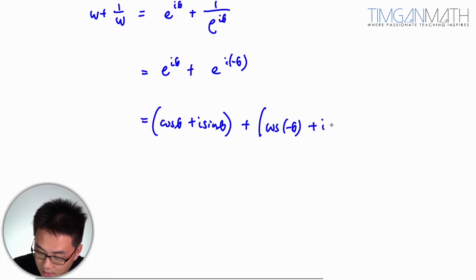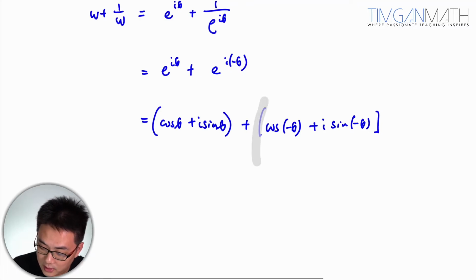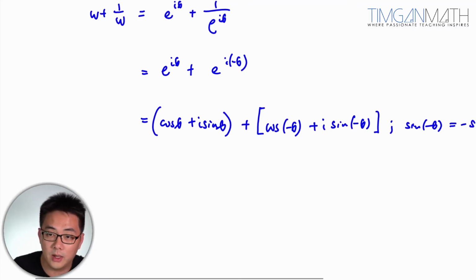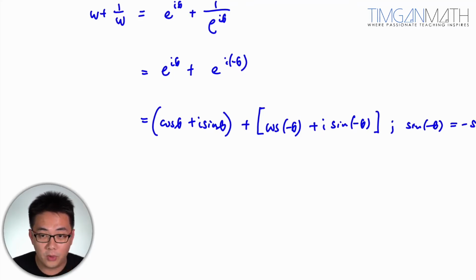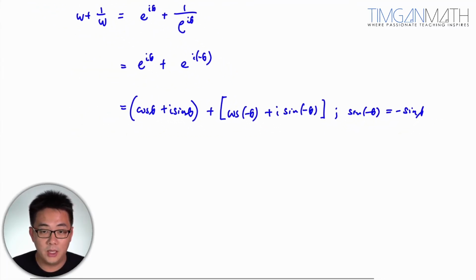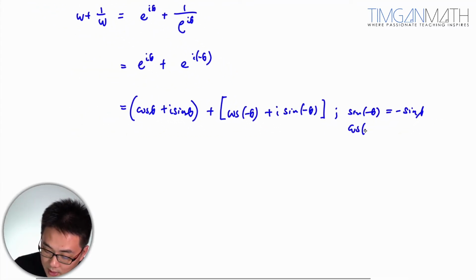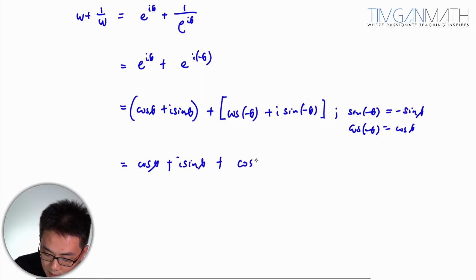So this is plus i sine of minus theta, and we know that sine of minus theta is minus sine theta, right? So this is a very important property that we always use, and also cosine of negative theta is cosine theta. So once we're done with that, we're just going to put cosine theta plus i sine theta plus cosine theta minus i sine theta. There you go. So this will be 2 cosine theta.